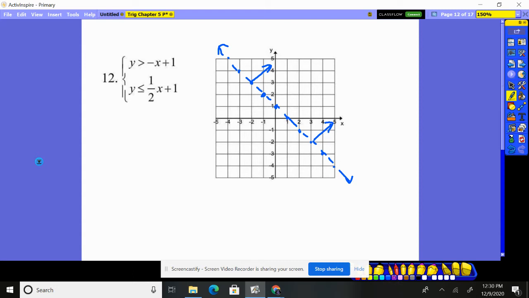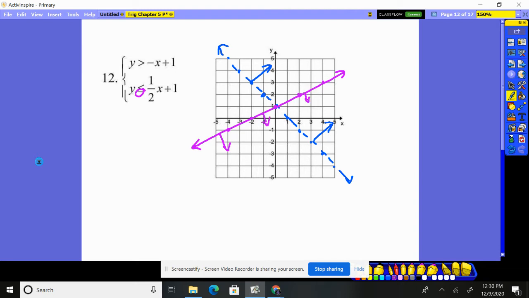Next one crosses also at positive 1. Slope of a positive half, up 1 to the right 2, up 1 to the right 2. Drop 1 this way 2, drop 1 that way 2. Now, it's a solid line because it says or equal to. So the points on that line are solutions. And it says less than, so we're going to be shading below.